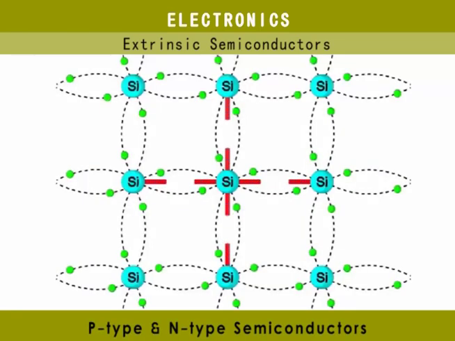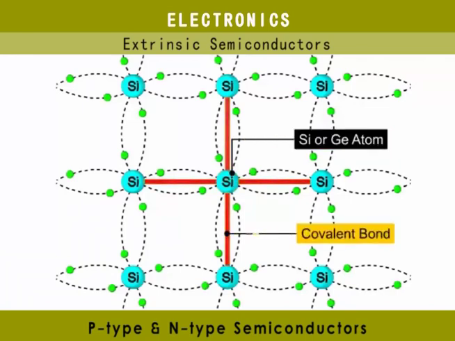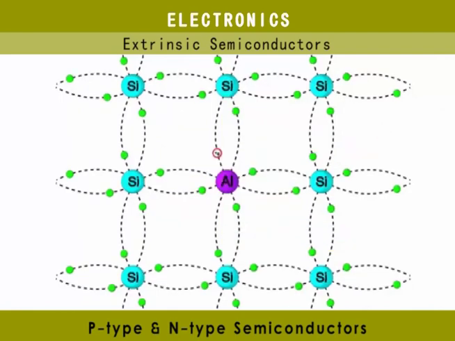We know that both silicon and germanium form 4 covalent bonds with neighboring atoms. When a trivalent dopant, say an aluminum atom, is added to a silicon semiconductor crystal, the aluminum atom occupies the same position of a silicon atom in the crystal.